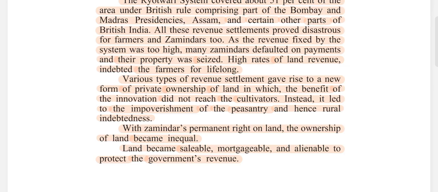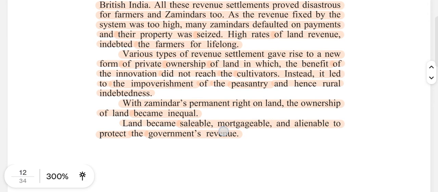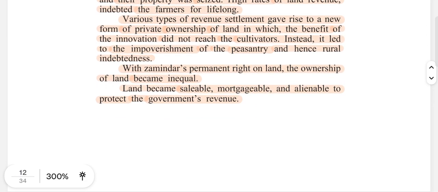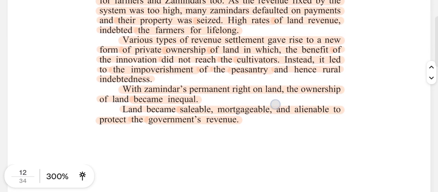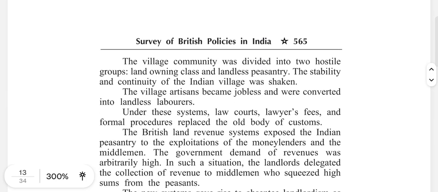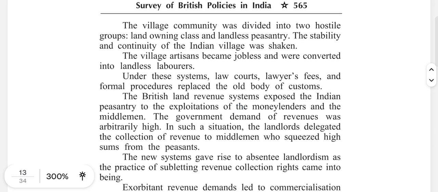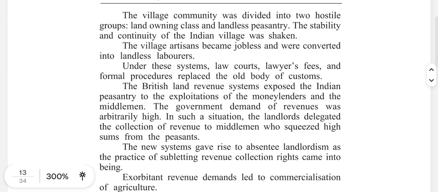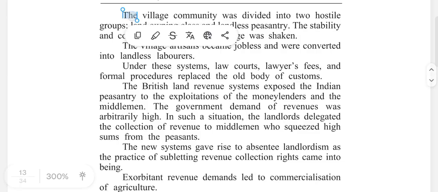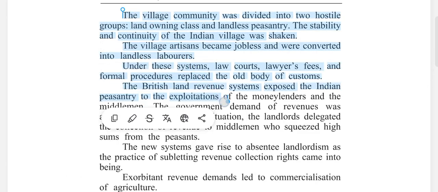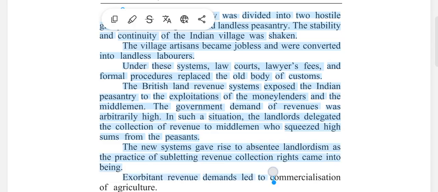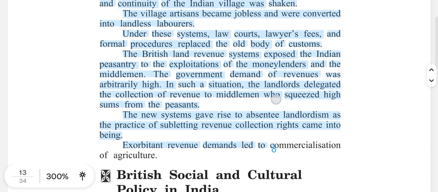With the zamindar's permanent right on land, the ownership of land became unequal. Land became saleable, mortgageable, and alienable to protect the government's revenue. The village community was divided into two hostile groups, the land-owning class and the landless peasantry. The stability and continuity of the Indian village was shaken. The village artisans became jobless and were converted into landless laborers. Under these systems, law courts, lawyers' fees, and formal procedures replaced the old body of customs.